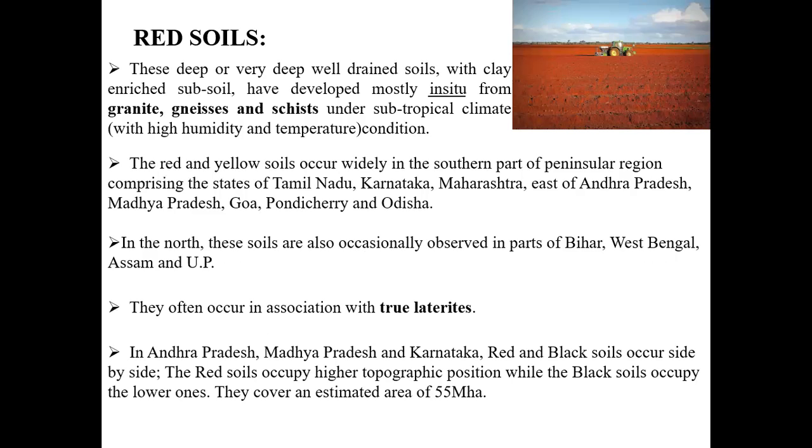Red soils are formed mostly from granite, gneiss and schist under subtropical conditions. They are very deep and well drained, with clay enrichment, completely developed from granite, gneiss and schist. You can see them mostly in the southern peninsular region, especially Tamil Nadu, and also in Karnataka, Maharashtra and East Andhra Pradesh, especially in my region, southern Prakasham and some parts of Guntur districts.